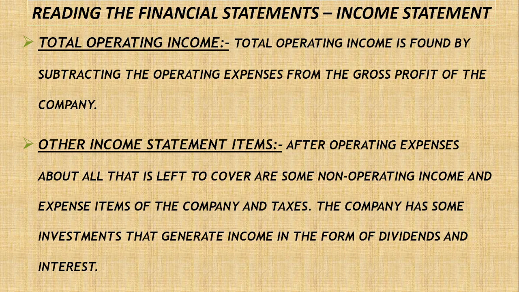Total operating income. Total operating income is found by subtracting the operating expenses from the gross profit of the company. Other income statement items. After operating expenses, about all that is left to cover are some non-operating income and expenses items of the company and taxes. The company has some investments that generate income in the form of dividends and interest.